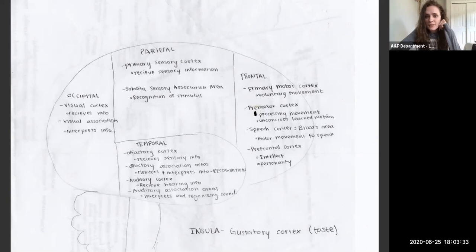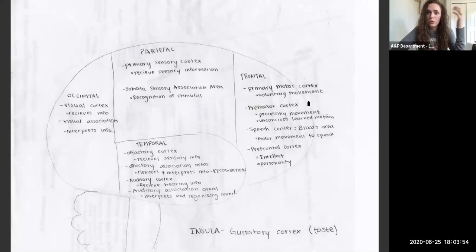Premotor cortex, this is your processing of movement. So you have to think before you act. So I have to think, okay, I'm going to wave my arms, and then I can wave my arms. That premotor cortex is where I came up with the plan to move my arms. It's processing what you're going to do before you actually do it.